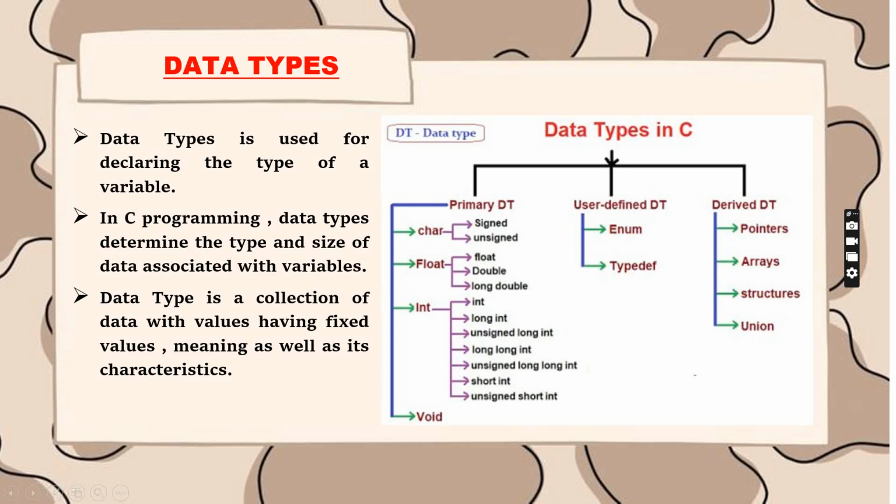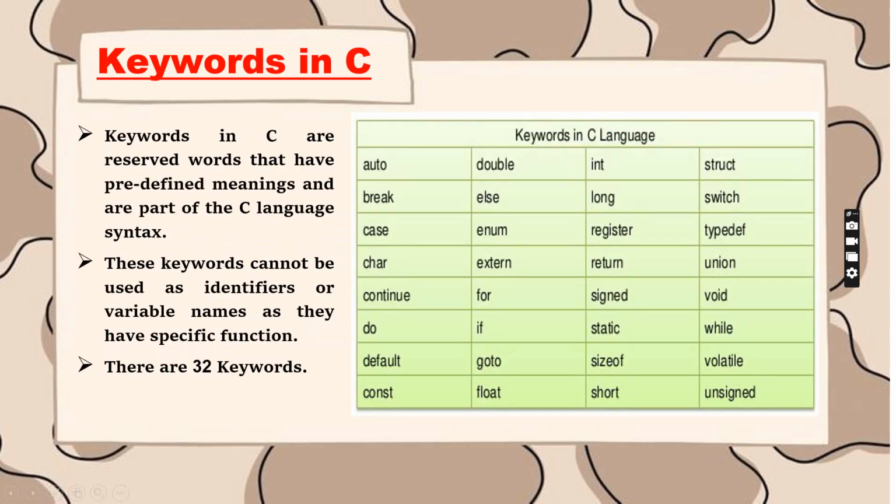Derived data types are the data types derived from primary data or other derived data types. It includes pointers, arrays, structures, and unions. Let us know about another element of C, that is keyword. Keywords in C are reserved words that have predefined meanings and are part of the C language syntax.